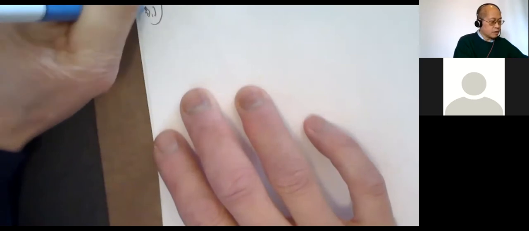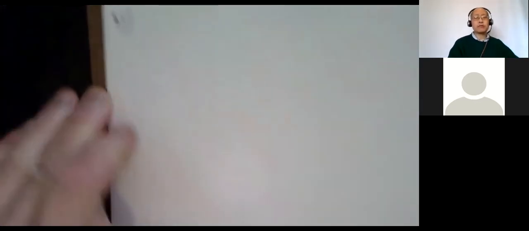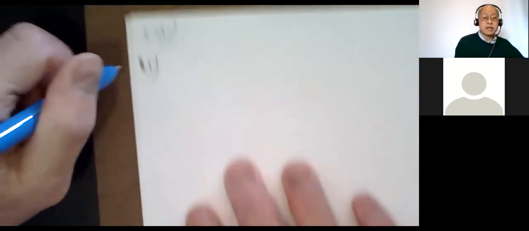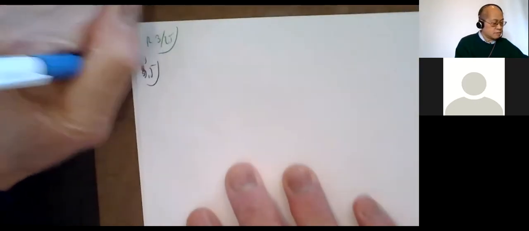Okay, and I'll go section by section. So I'm up to 3.5. Okay, so the default is if I don't put a section number, it's the same as the previous problem. Okay, so 3.5. This is 3.5.